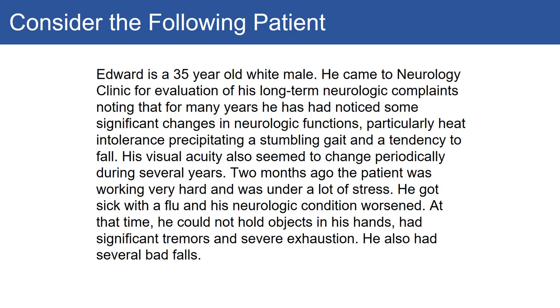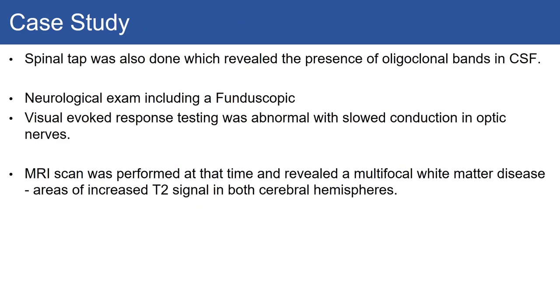Two months ago, the patient Edward was working very hard and was under a lot of stress. He got sick with a flu and his neurological condition worsened. At that time, he could just not hold objects in his hand. He had significant tremors and had suffered severe exhaustion. He also had several bad falls. What do you think? Some more information. What do you think it is?